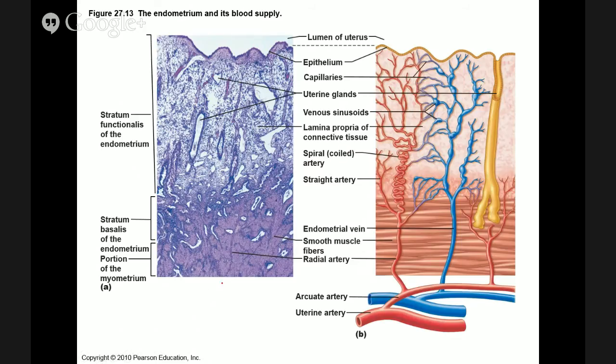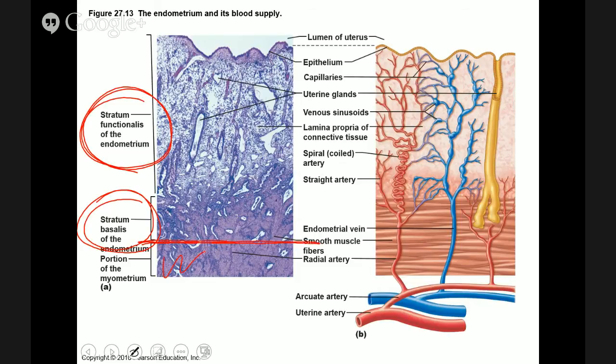If we look at the uterus, the innermost layer of the uterus is called the endometrium. And the endometrium is made up of basically two different regions. We have the more superficial region, which is called the stratum functionalis, and then we have the deeper region, which is called the stratum basalis. So the stratum basalis sits on top of the muscular layer, which is called the myometrium.